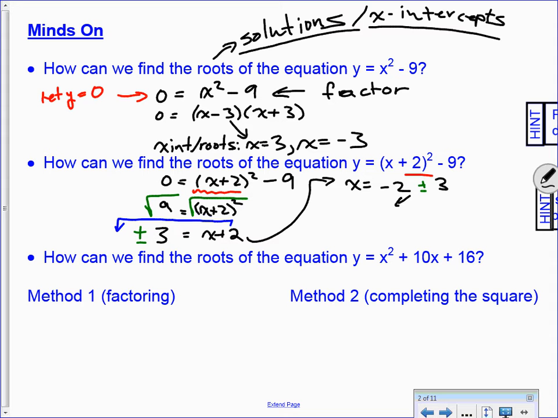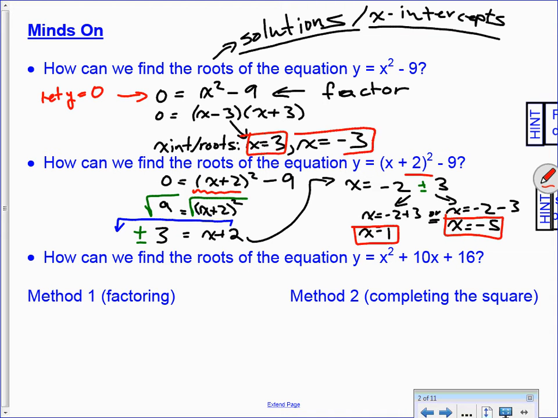And this problem splits into two parts. x is equal to negative 2 plus 3, or x is equal to negative 2 minus 3, which means x in this case is 1, or x in this case is negative 5. And that is our solution for both of these. Okay? So, that's how we find the roots, and basically, that's it. So, we could say the roots for this solution are x equals this or that.